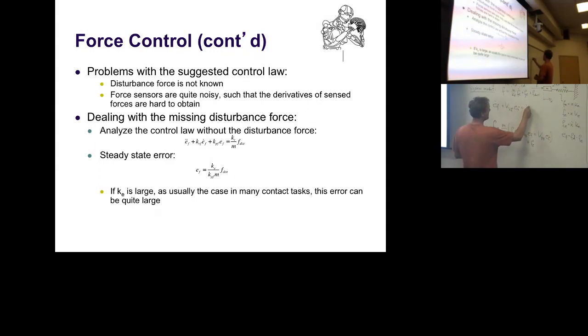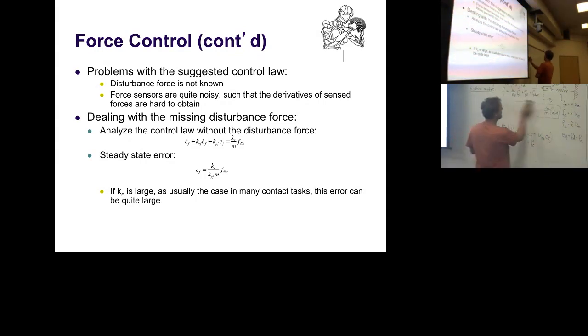But this is PF times PF. It's not 0 this time. It is equal to KE over M times F disturbance. That's your new dynamics. Again, what's the equilibrium point of this? Well, you set the double dot and the dot term to 0, and then you're left with this. That means there is a final error, EF, left. That is really what is important.